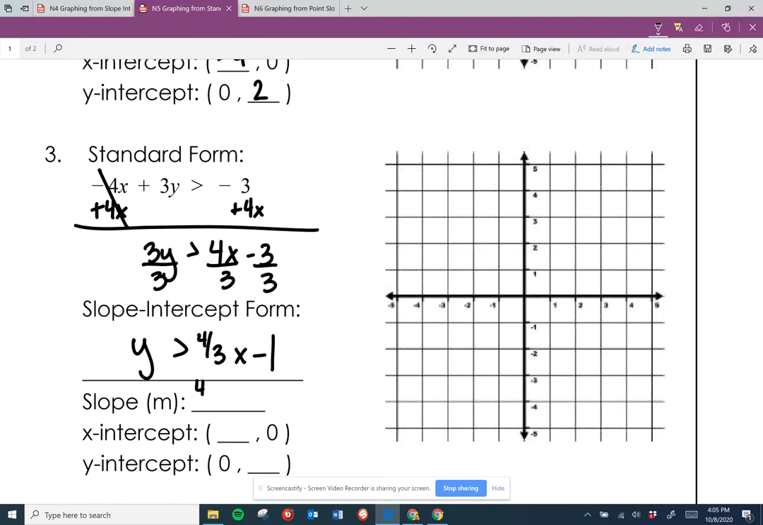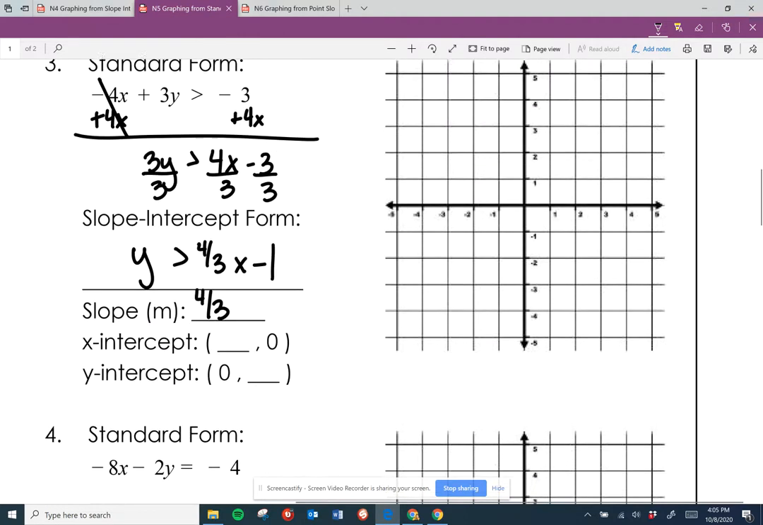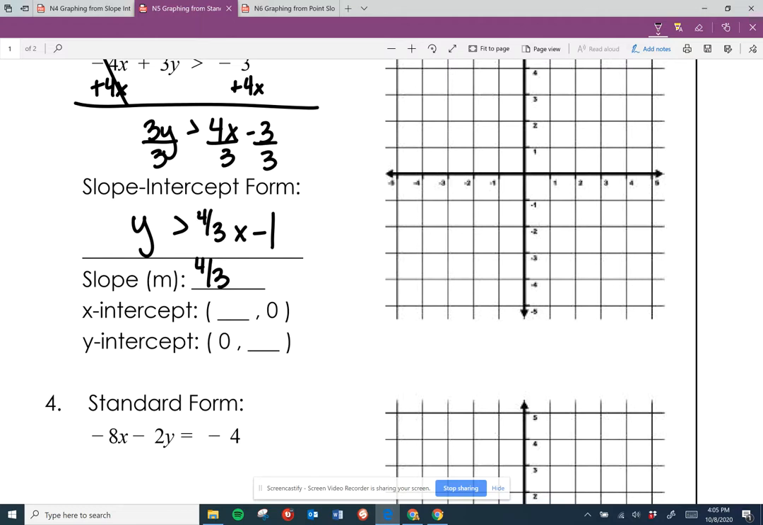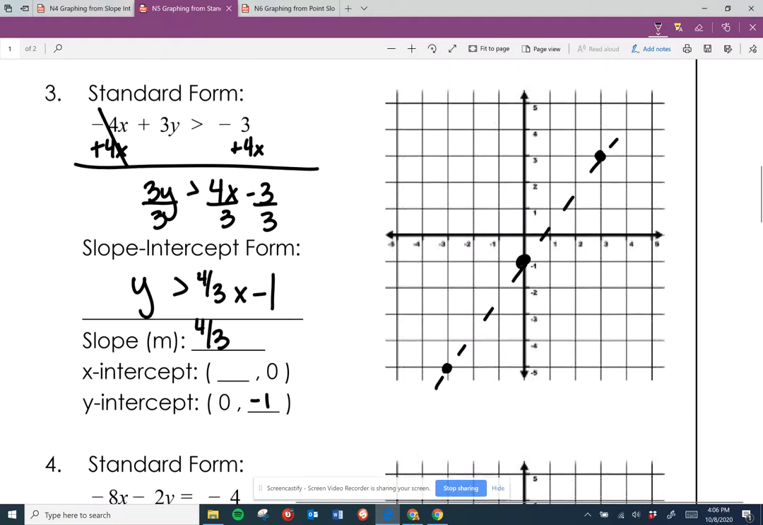So our slope is going to be 4 over 3, and my y-intercept is going to be (0, -1). So I'm going to go ahead and input that. (0, -1) is my first point, and then I'm going to go up 4 for my rise, right 3, down 4, left 3. This is going to be a dashed graph because the symbol does not have the equal to sign included on it.